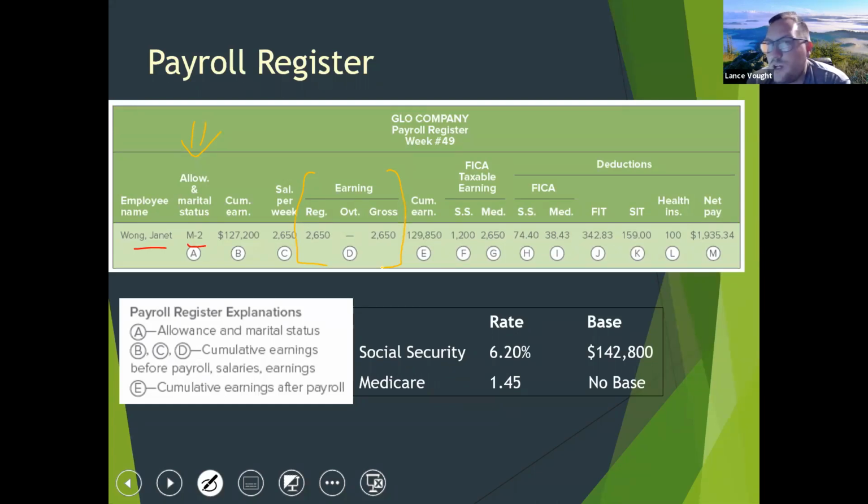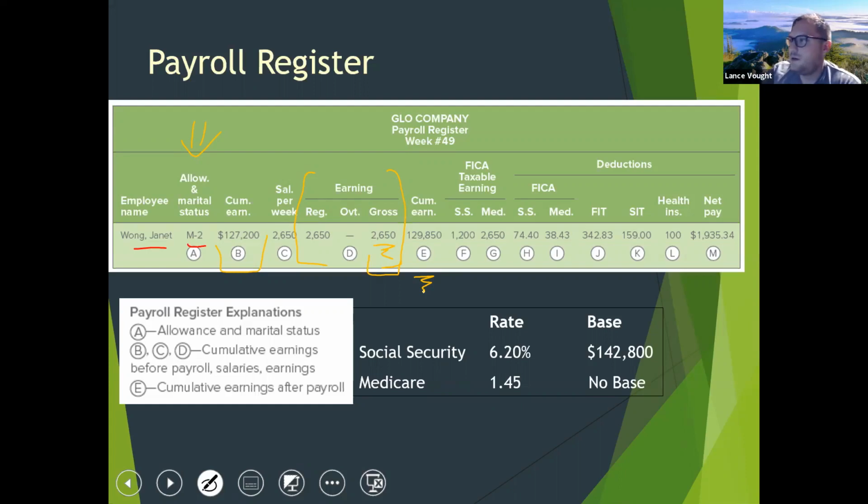So she didn't work any overtime. Maybe she's salary exempt. She gets her $2,650. There's no overtime pay, so her gross pay for the week is $2,650. When you add in the cumulative earnings prior to this paycheck and the gross pay of this check, her cumulative earnings, including this pay, go from $127,200 to $129,850.